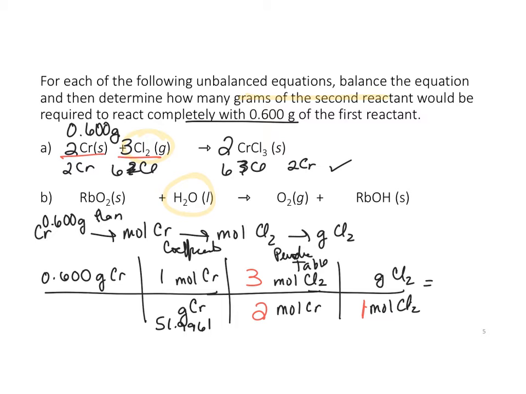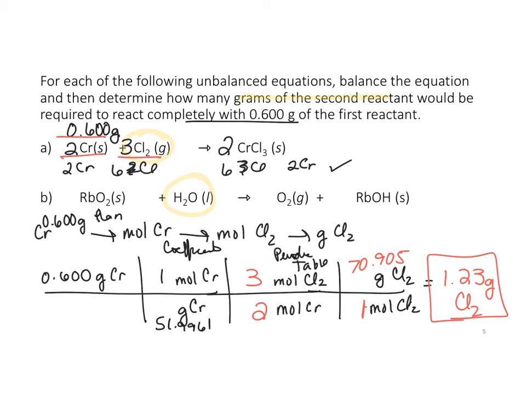we look at our periodic table, when we do 2 times 35.4527, that is 70.905. So now we do 0.6 divided by 51.9961 times 3 divided by 2 times 70.905. So 1.23 grams of chlorine react with 0.6 grams of chromium to provide the reaction.